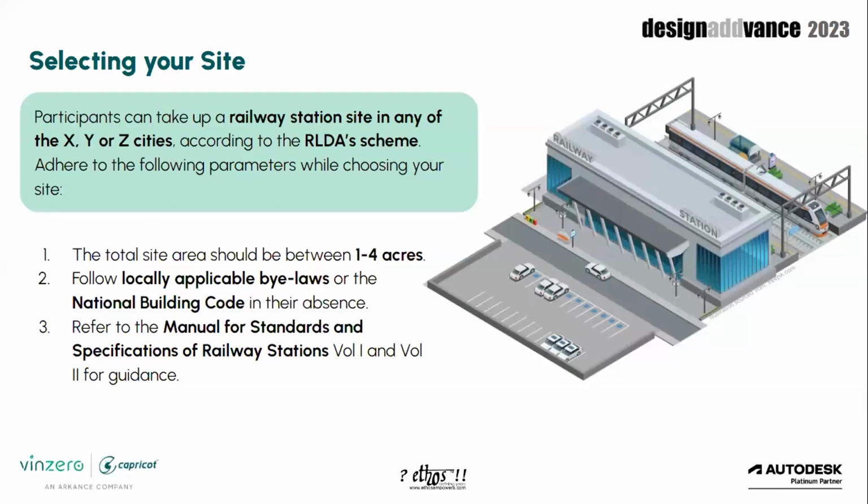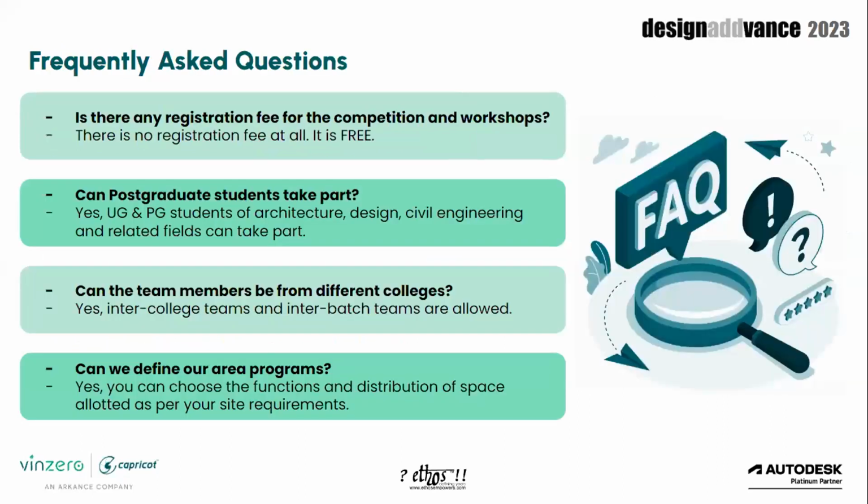And the total site area should be between 3 to 12 acres. The locally applicable bylaws will be used, or in case they are absent or you cannot find them, you can use the National Building Code. You can also refer to the Manual for Standards and Specifications of Railway Stations, Volume 1 and 2, for guidance on the design of the railway station part.